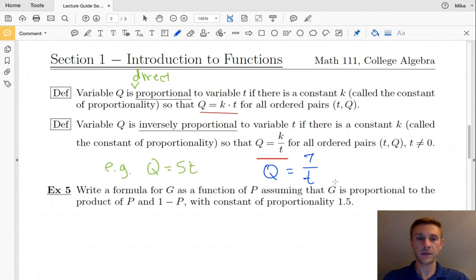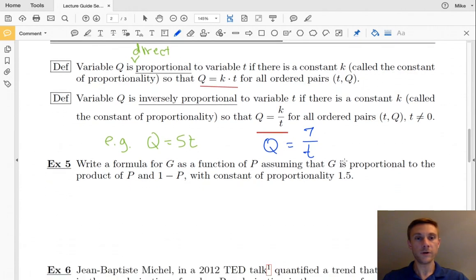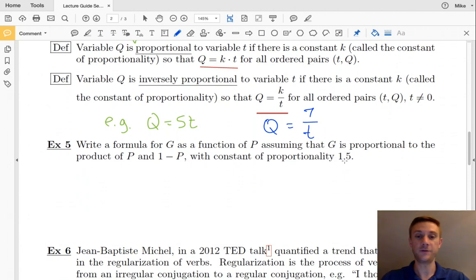Okay. So a slightly more interesting, involved, complicated, pick your adjective, way of approaching this is when we combine these two things. Because if we just say variable 1 is proportional to variable 2 with this constant of proportionality, there's not a lot of mystery, not a lot to put together there. So we will tackle one with a little more depth. We're going to pick different variables just to keep things extra annoying. So write a formula for G as a function of P.